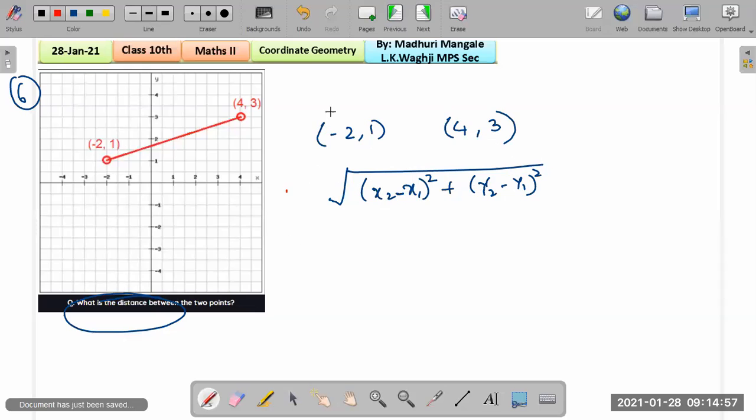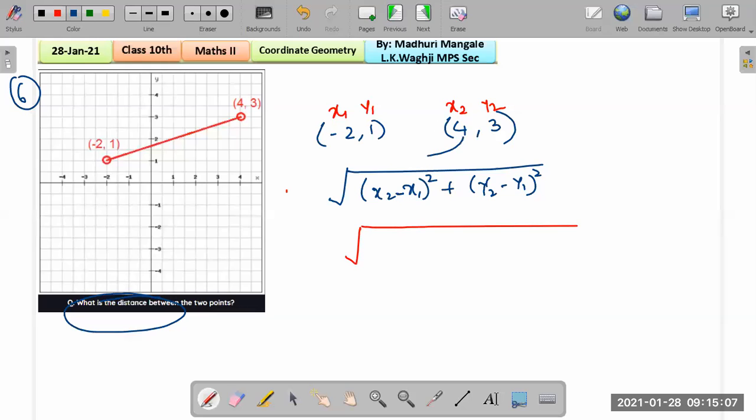So the first point gives us x1, y1. The second point gives us x2, y2, and substitute the values here. So x2 minus x1, that will be 4 minus minus 2, the whole squared, plus y2 minus y1, so 3 minus 1, the whole squared.